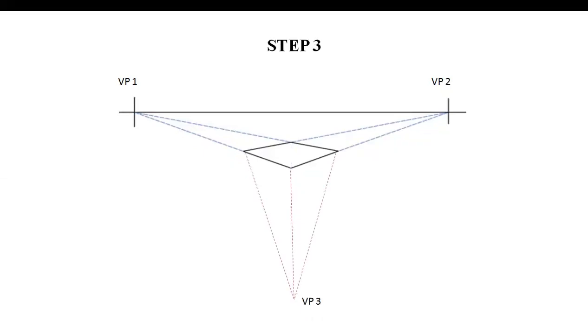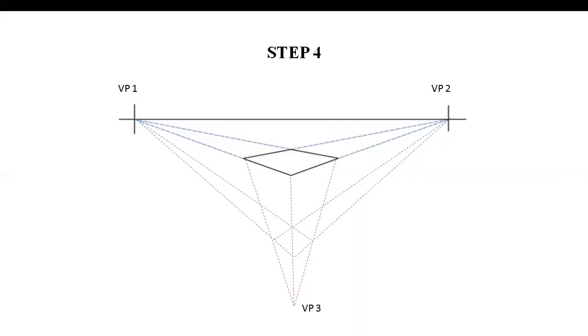Step 3. Starting from the third vanishing point VP3, vanishing lines run to the corners of the base area. These vanishing lines represent the edges of the geometrical form.